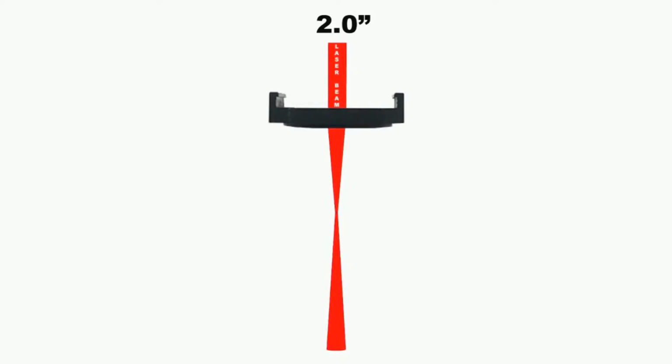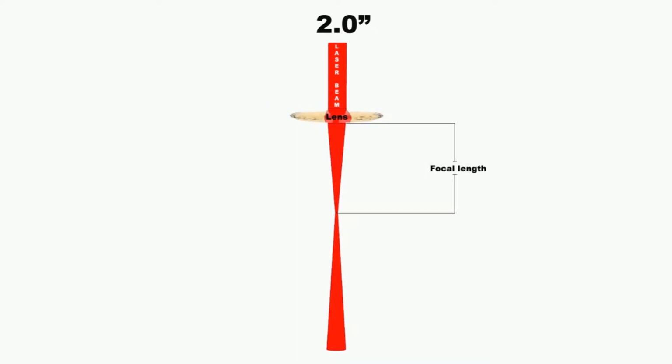About the basics of a lens. So here you can see the lens, and when the laser beam goes through it, it will converge and diverge. The distance from the lens to the focal plane or focus point, i.e. the smaller spot, is called the focal length. So in this case the focal length is 2 inches, since it's a 2-inch lens.